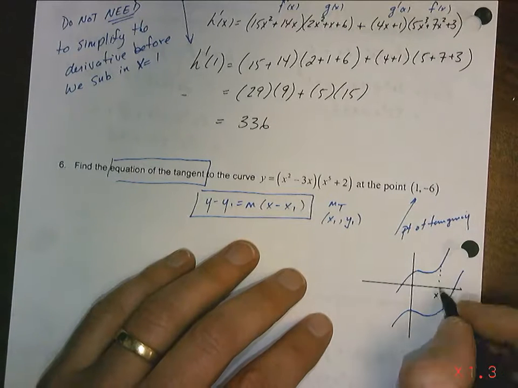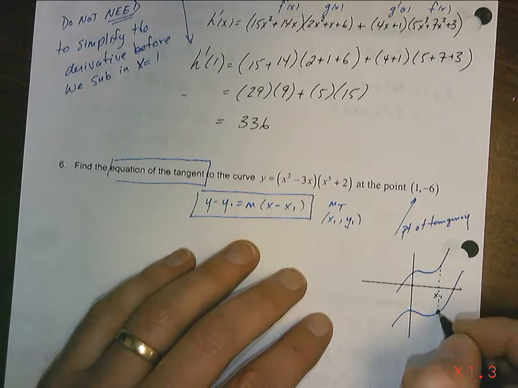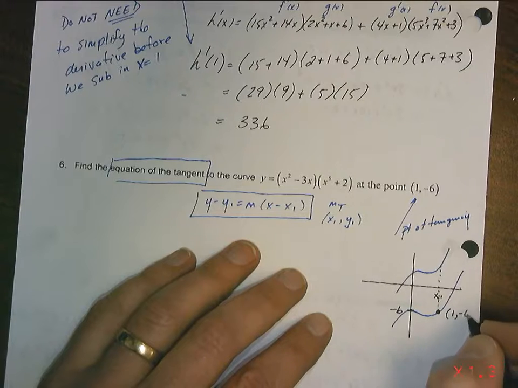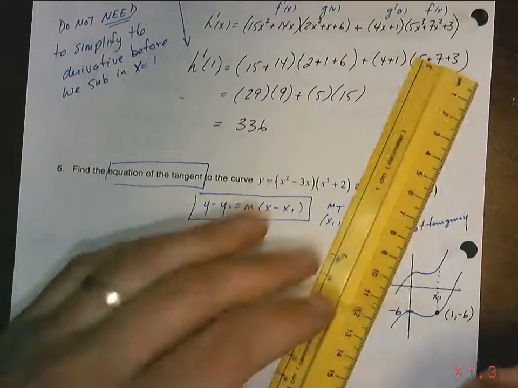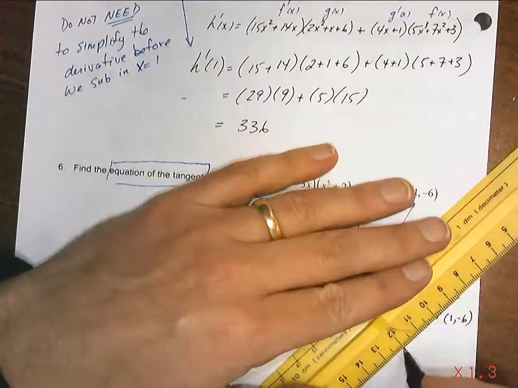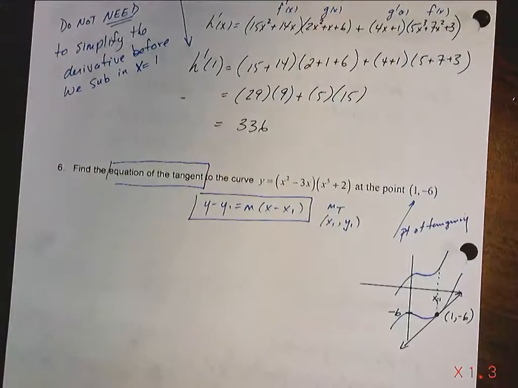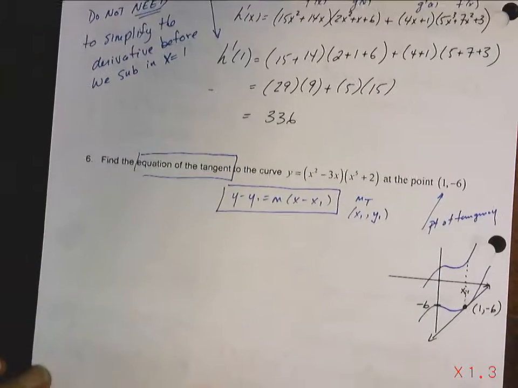And now, that is x value, x equals 1. This will be the y value of -6. So this is the point 1 comma -6 on my curve. And as a point of tangency, that's what it means. It's the point where the tangent just touches the curve. Okay, so back to the question.